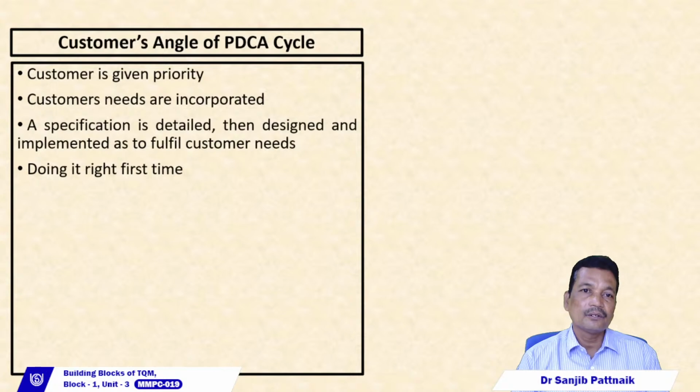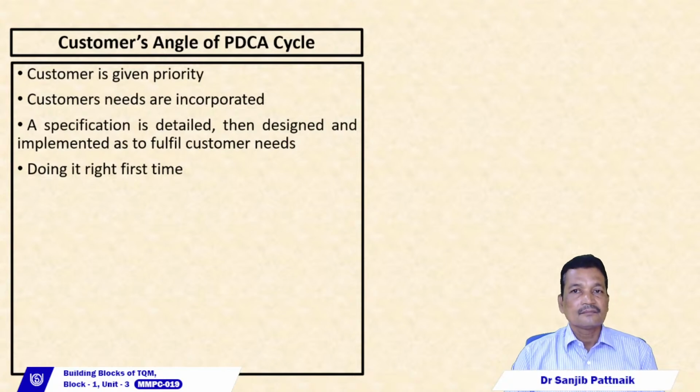Now when you are talking of the PDCA cycle, from the customer's angle, we try to say these few things. Customer should be given the priority because it is for the customer that you are producing a qualitative item, because they are the reason for which the enterprise is existing. Customers' needs are incorporated into the process, into the planning stage, into designing, everything.